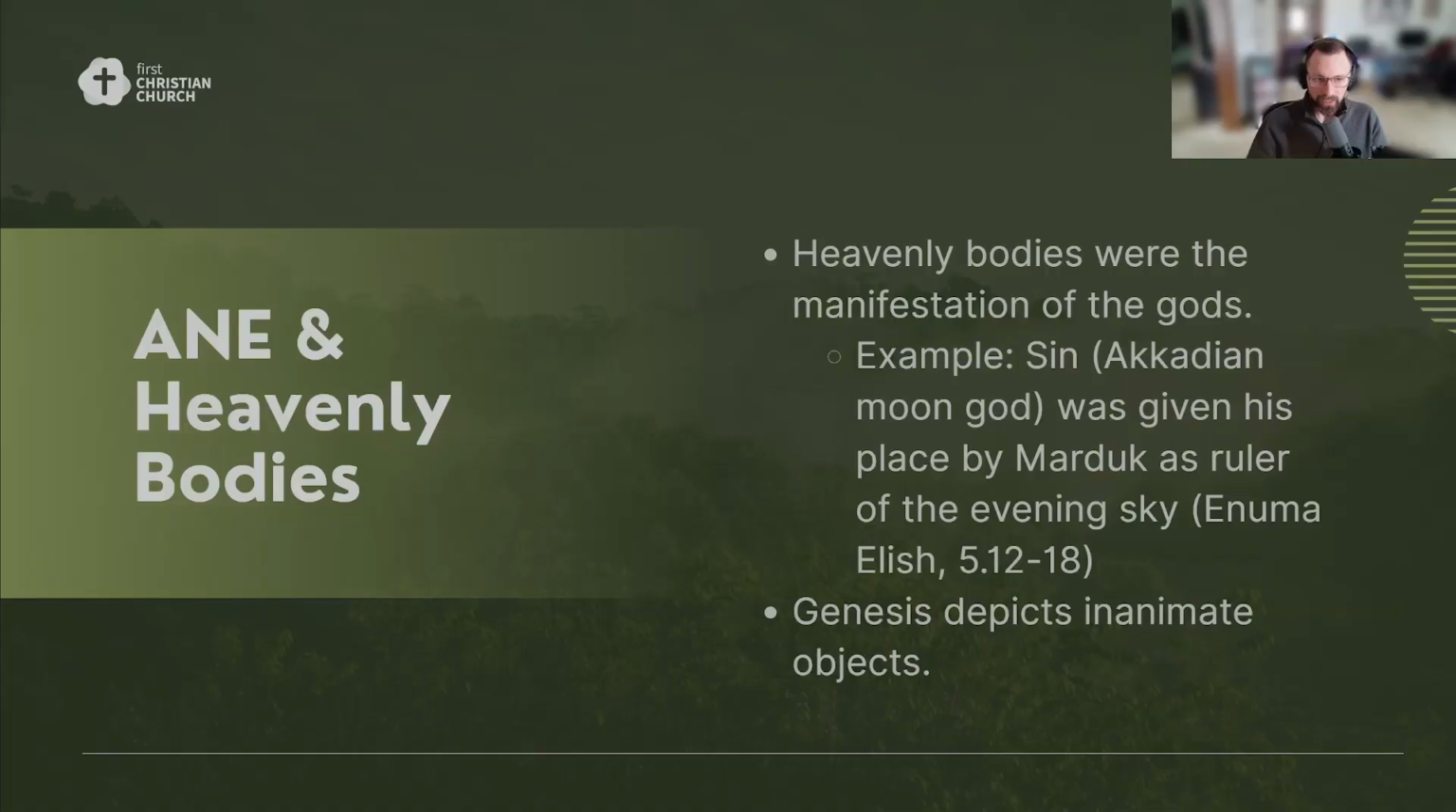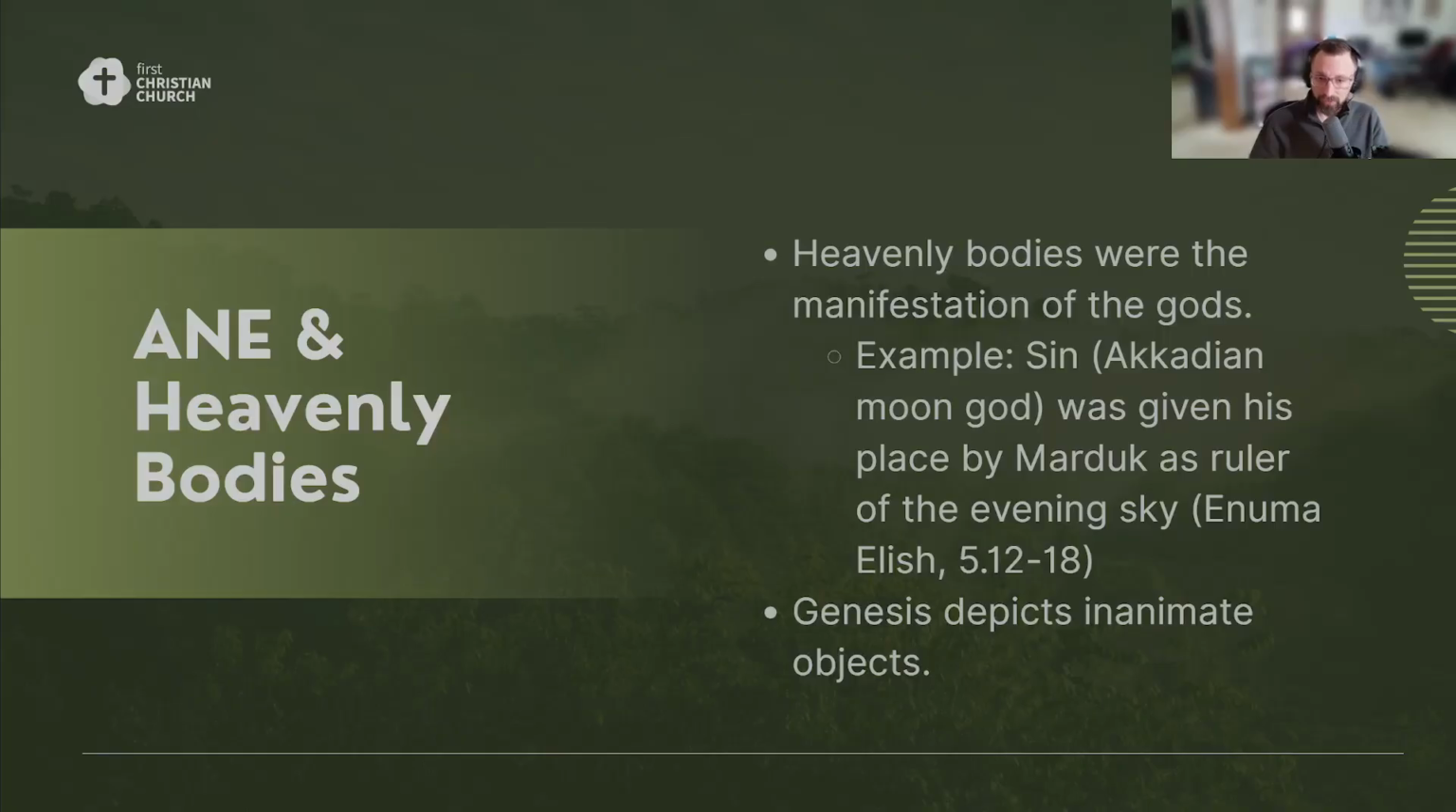Some things to point out if we're going to compare the Genesis story to stories in the ancient Near East, and specifically how they viewed the sun, moon, and stars. In the ancient Near East, we have to remember that the heavenly bodies were the manifestations of the gods. They did not see the sun, the moon, or the stars as inanimate balls of matter or gas or whatever. In fact, they didn't even understand them to be in space.